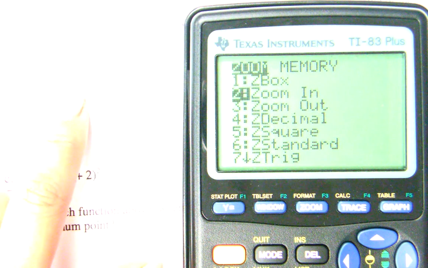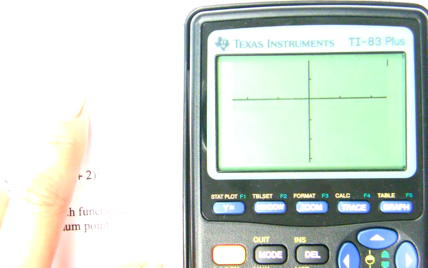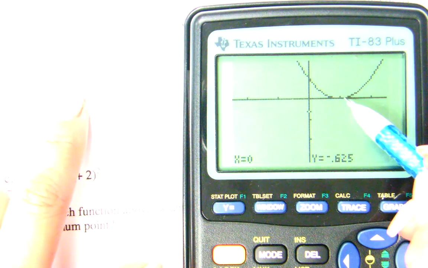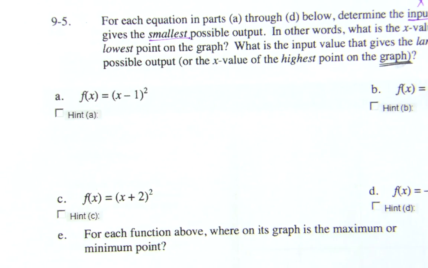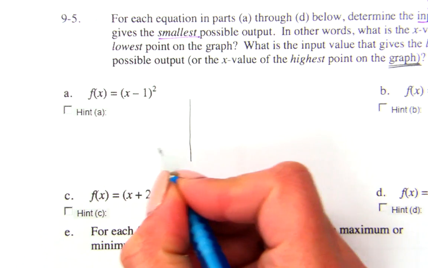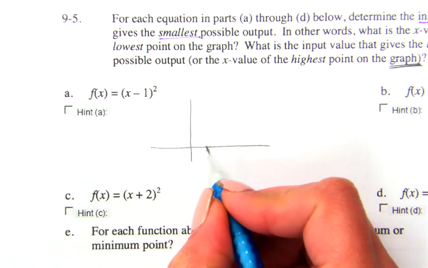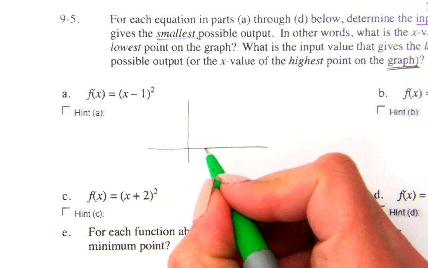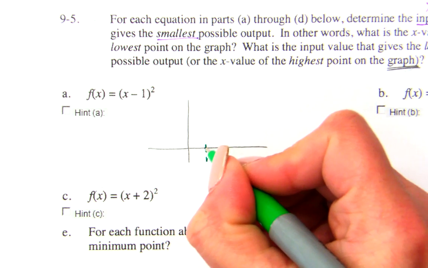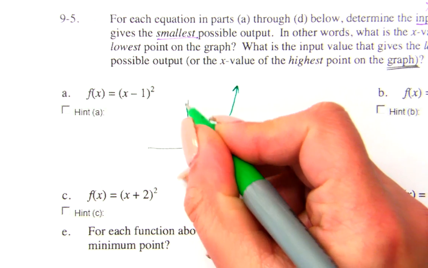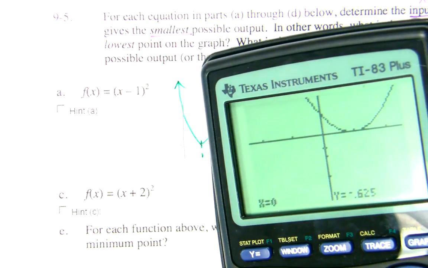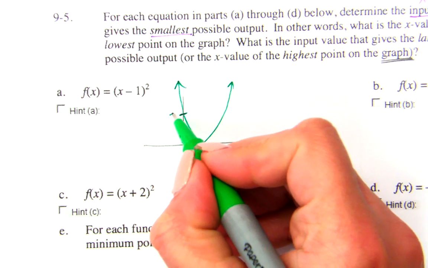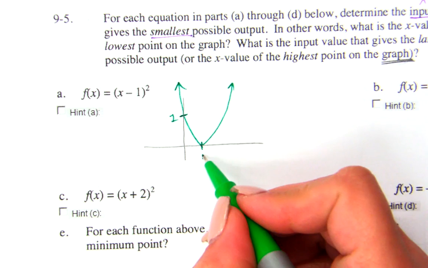So we're going to zoom in, and then press enter again, and see that it actually bottoms out at 1. Okay, so I'm going to sketch this for you guys. Here's our sketch. We really just want it in the first quadrant. It's at 1, and it goes up. Okay, so it looks something like that. If we look closely, we can see there is probably a y-intercept somewhere at 1 also. So here is our parabola.